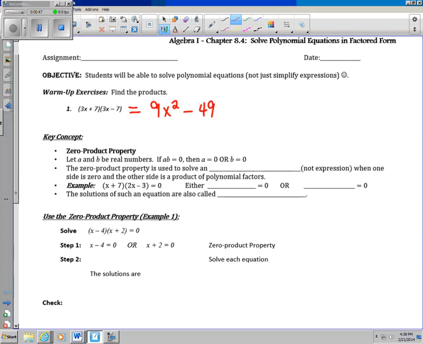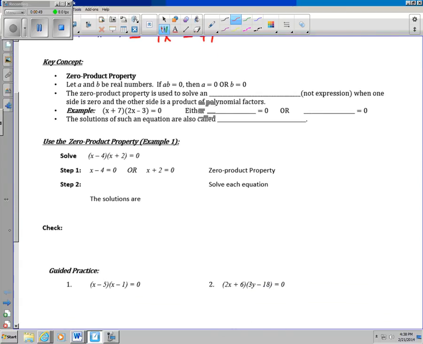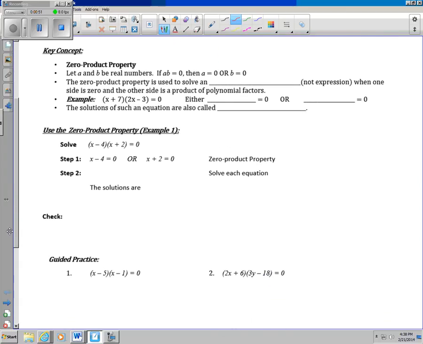Our key concept today that we're going to work on, the first one, is the zero product property. Let A and B be real numbers. If A times B equals 0, then obviously A has to equal 0 or B has to equal 0. We are going to be using this property in our solution today as we solve equations.